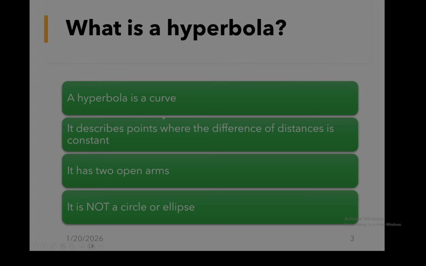So a hyperbola is a curve. It's the set of points where the difference of distance is constant. It's like two open arms. This is not a circle or an ellipse, right? They are different.